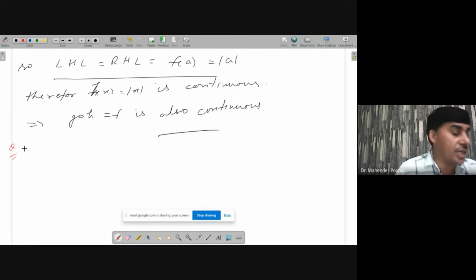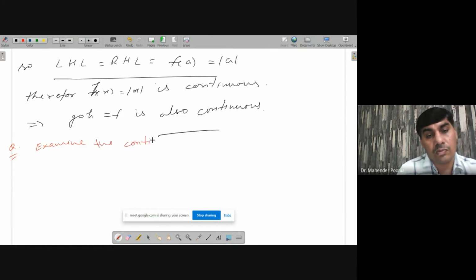So the next question is, examine the continuity of the function at x is equal to 2.